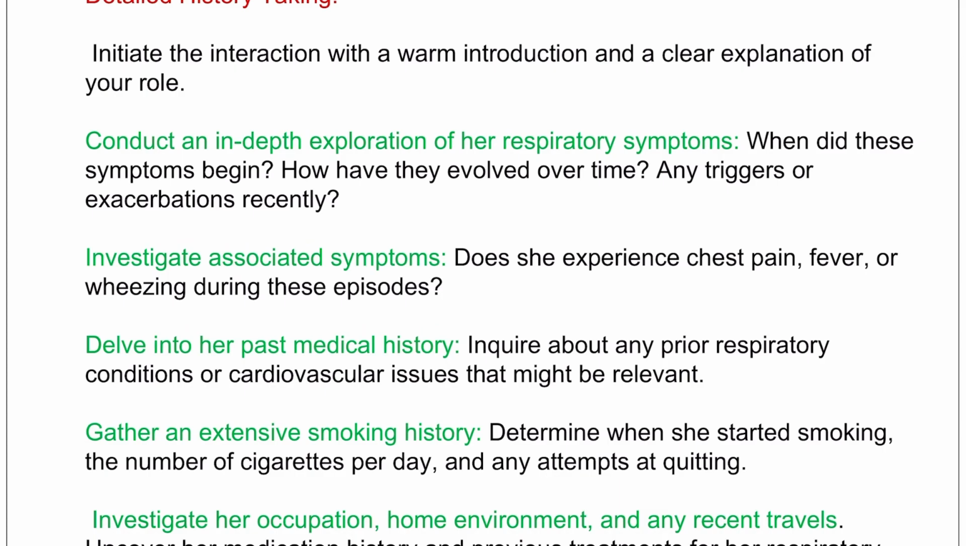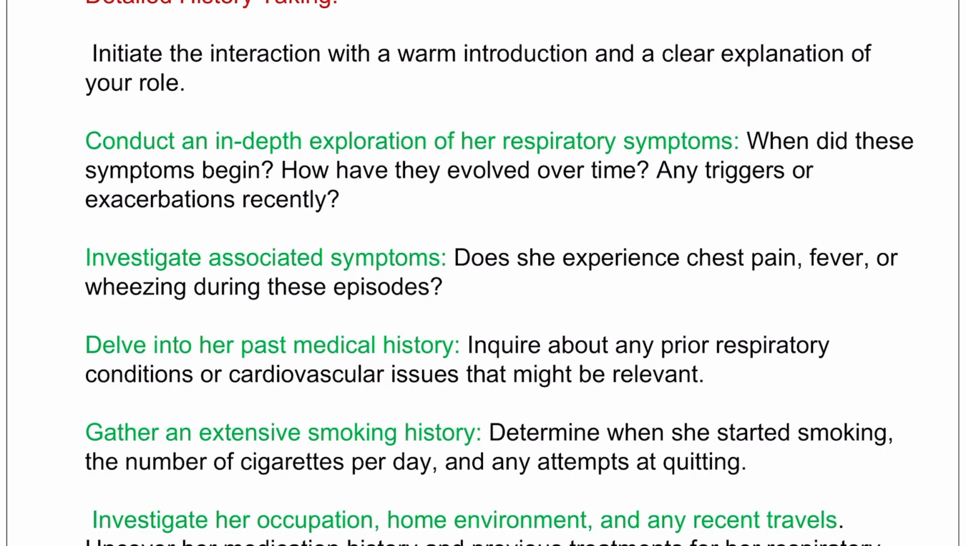Remember that you already have some idea that this patient has a respiratory problem. So you're going to conduct an in-depth exploration of respiratory symptoms. When did these symptoms begin? How have they evolved over time? Any triggers or exacerbations recently? So take a detailed history. We call it, at our undergraduate level, the history of presenting complaint.